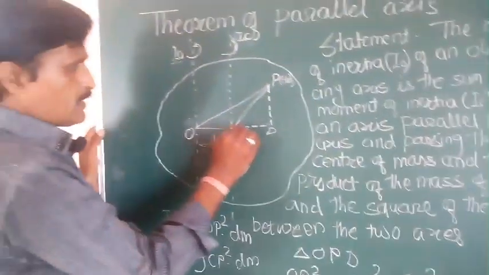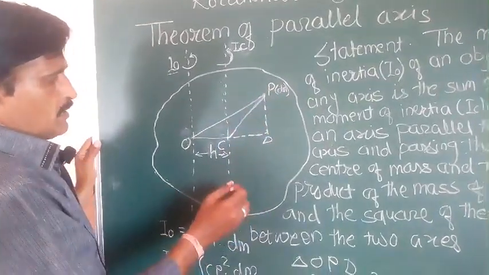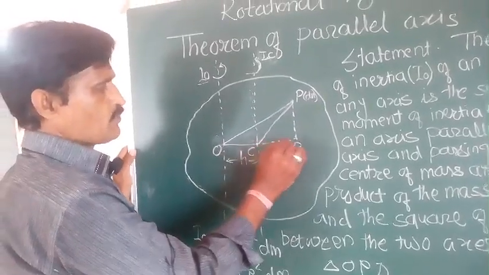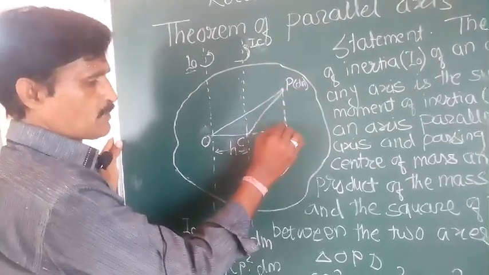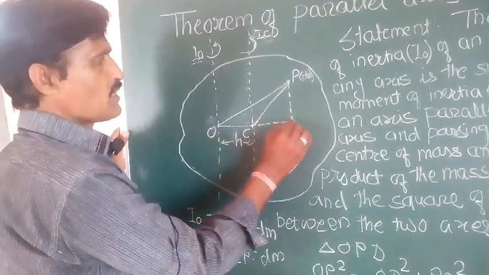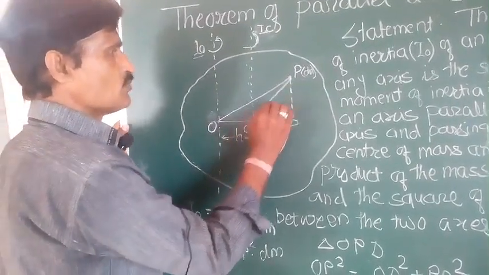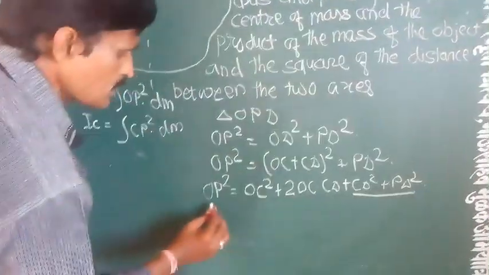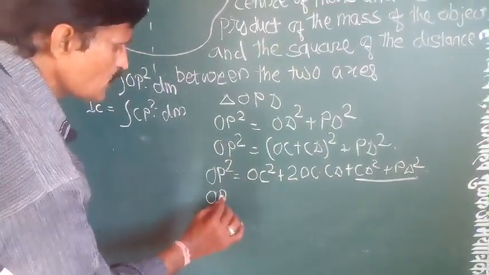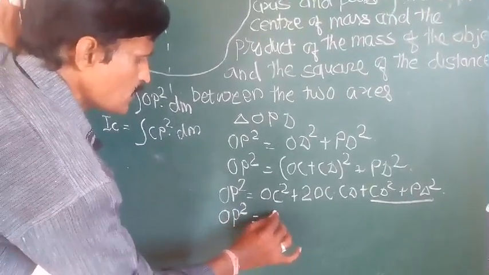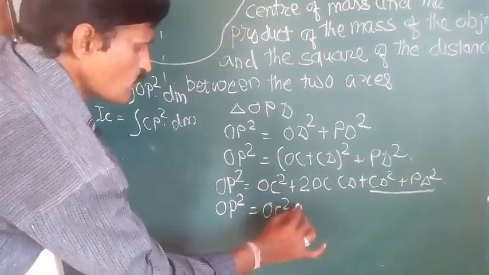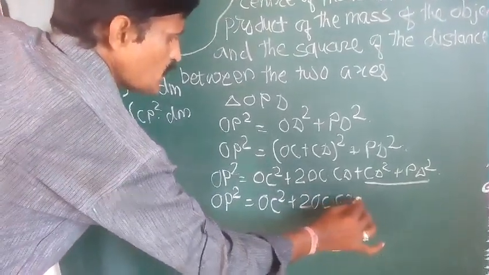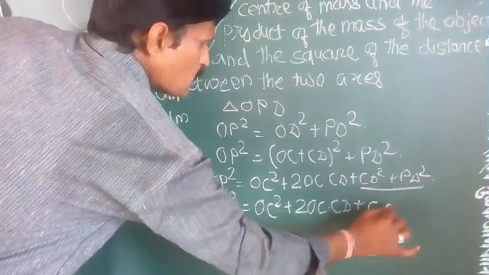From this triangle CPD, we can see that CP square is equal to CD square plus PD square. So CD square plus PD square is equal to CP square. So this equation becomes OP square is equal to OC square plus twice OC into CD plus CP square.